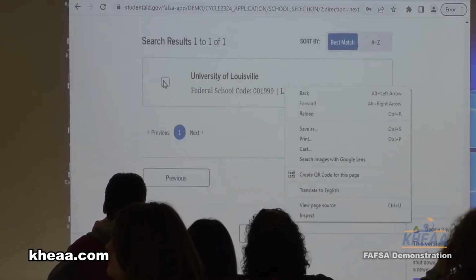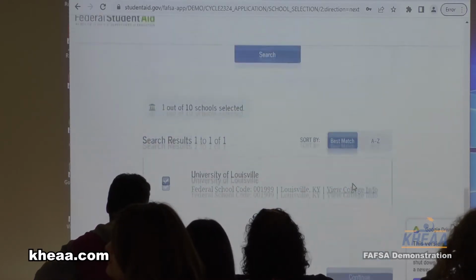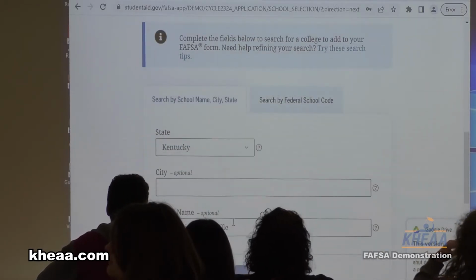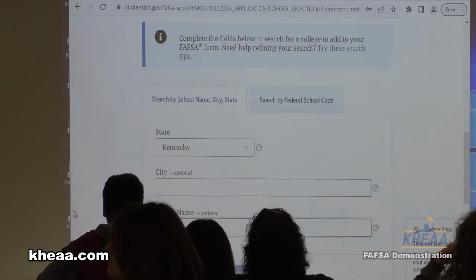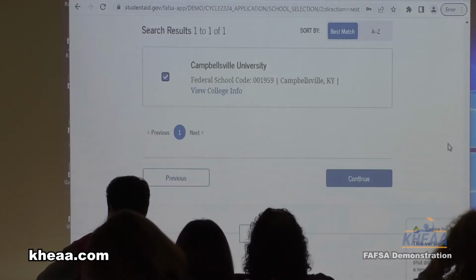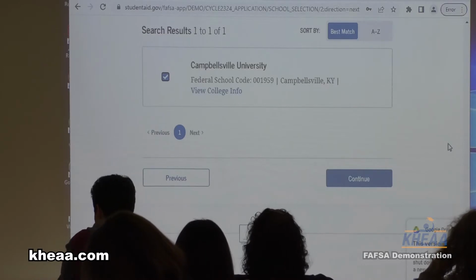And you'll see right here, so you'll select it, and then you'll scroll back up, and we'll do Campbellsville University because that's where I graduated from. Again, you can pick any school in any state, but always, even if you think that you're going to go out of state, always put at least 2 in-state schools on there, okay?